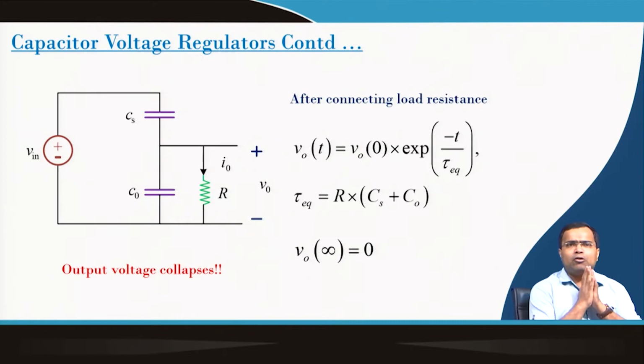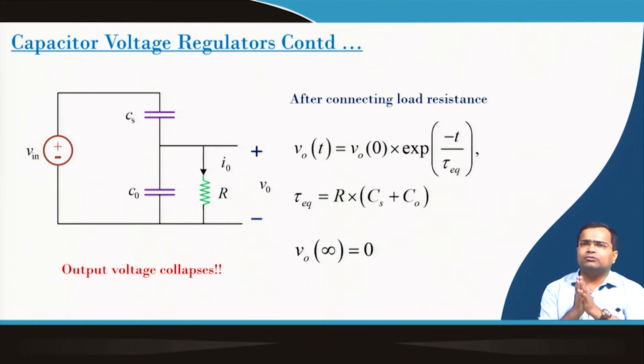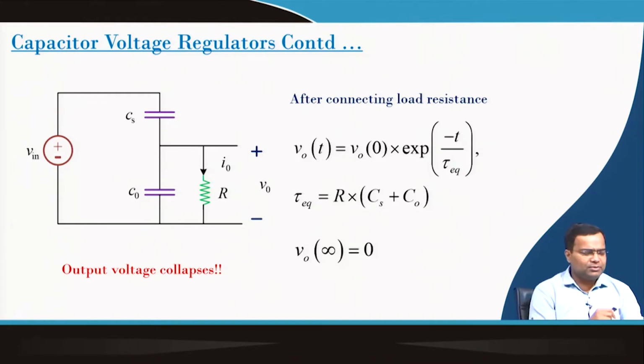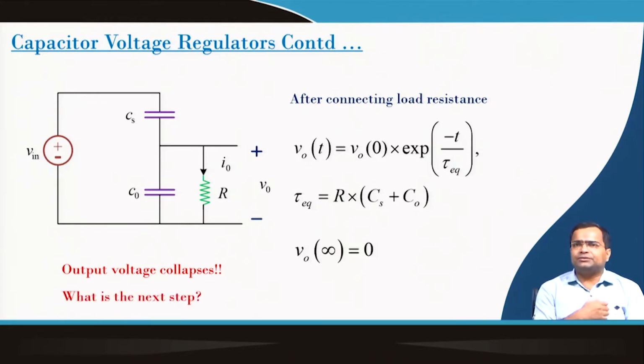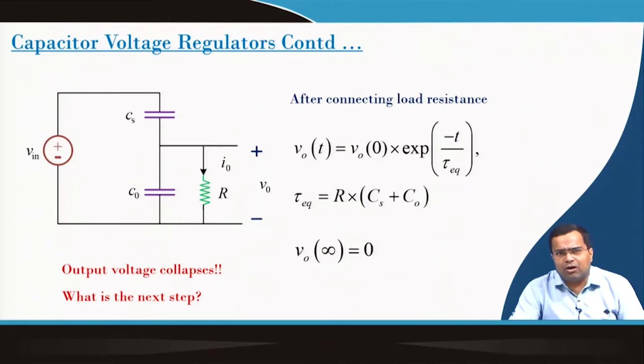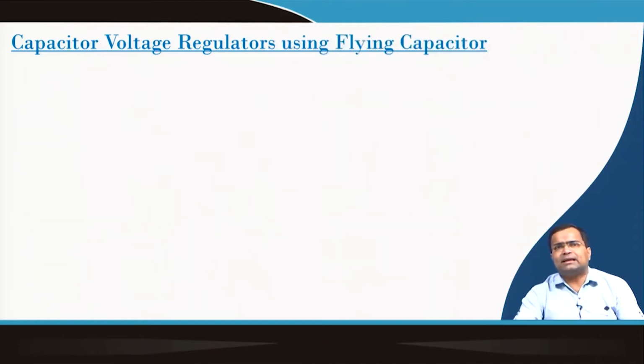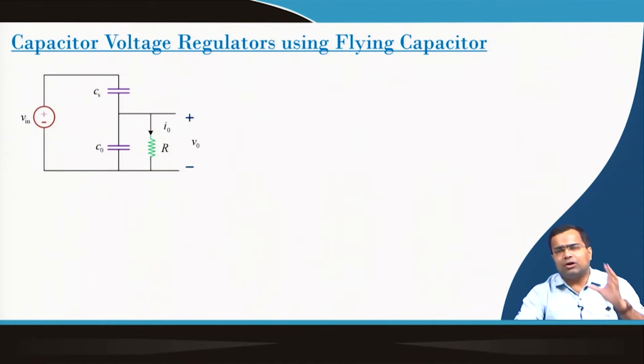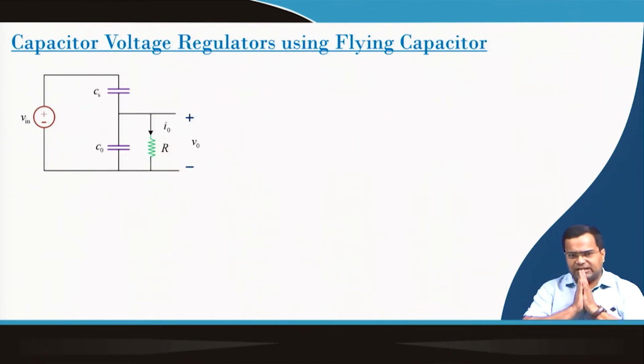So, such a circuit cannot be used for a voltage regulator while considering a load, and of course, it has a line regulation problem. Then what is the next solution? How can you solve this problem? So, now instead of that fixed capacitance that we considered earlier, what was our problem? Our problem is the charge balance.